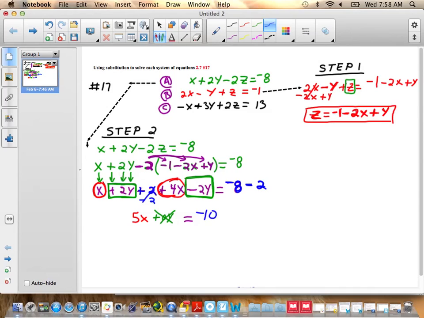So what I'm left with now is 5x equals negative 10. And I want to get x by itself. So I'm going to divide out the 5 so that x equals 2. I'm sorry, negative 2. Can't forget that, because 5 into a negative 10, a positive divided into a negative is a negative, so it's a negative 2. Okay, so that takes care of step 2 for me, right?